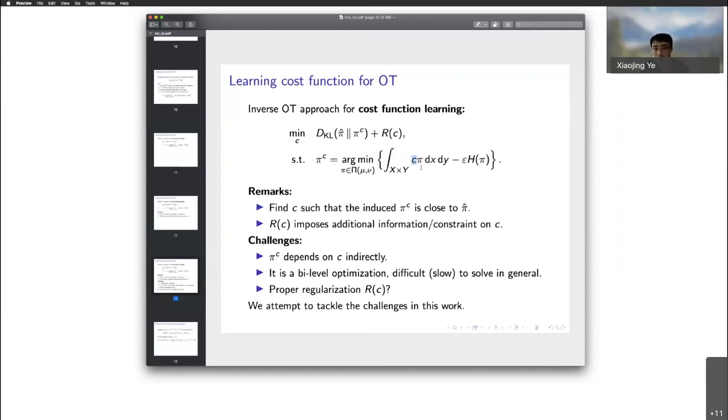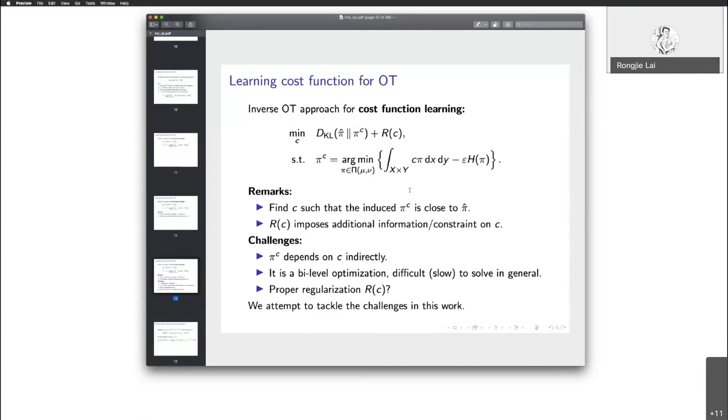But if you just look at the inverse OT problem here, it doesn't matter, because C divided by epsilon is what we are actually recovering, not C itself. And there is actually no way to recover C itself, because if you're just given the pi, we don't know the relative weight or relative cost between two pairs of x and y. We just know the relative magnitude of the cost there.